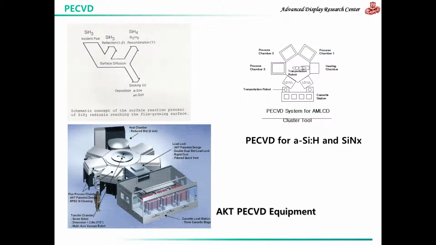Now, SiH3 radicals dominate the amorphous silicon film growth from the silane plasma. The schematic at the top left corner depicts the concept of the surface reaction process of SiH3 radicals reaching the film growing surface. The picture at the bottom here is an example of a PECVD equipment used for TFT LCD.